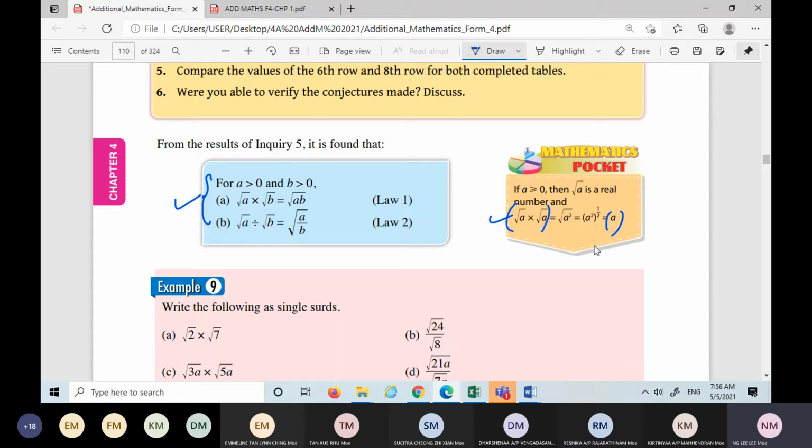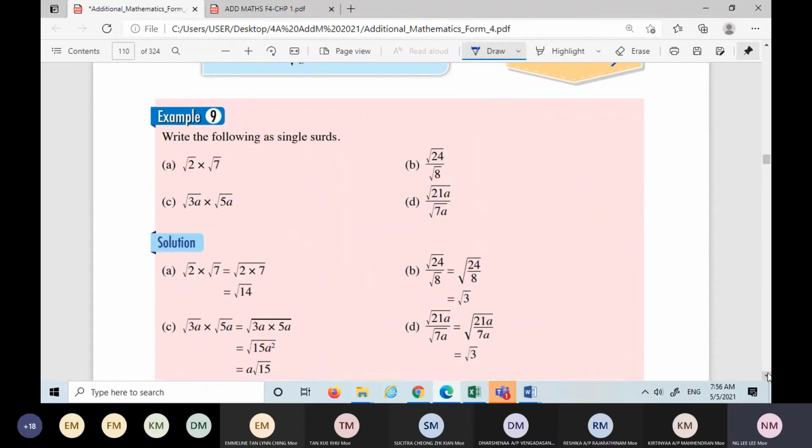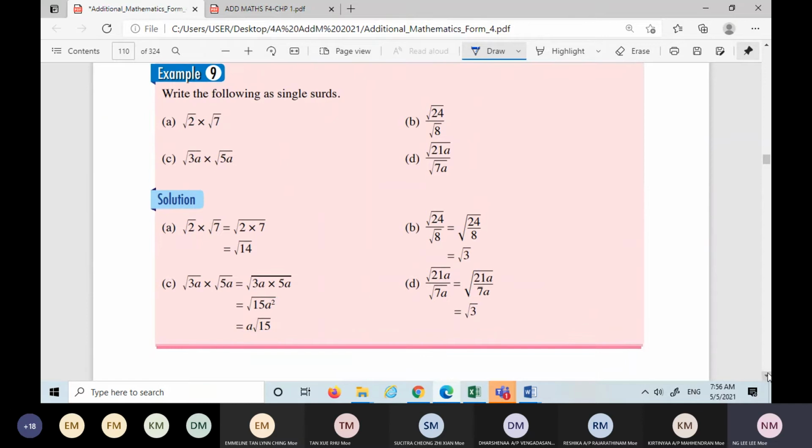Okay, next we see how we apply these two laws to simplify the surd. Write the following as a single surd. Single surd means only one surd. If this one is two surds, they don't want two surds, they want one surd only, a single surd. So we use the first law.